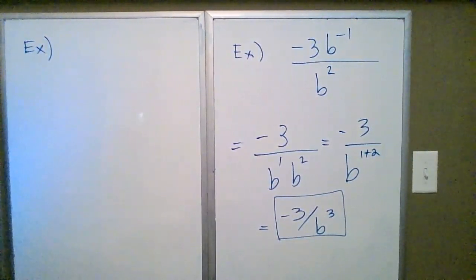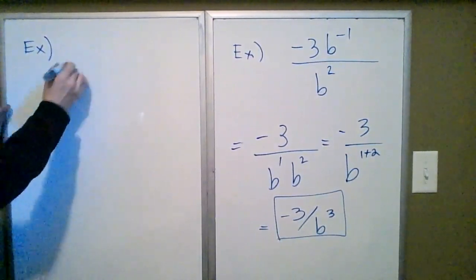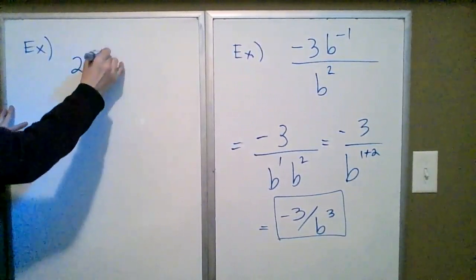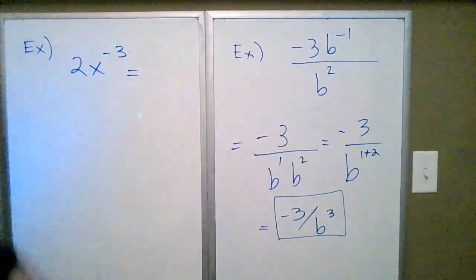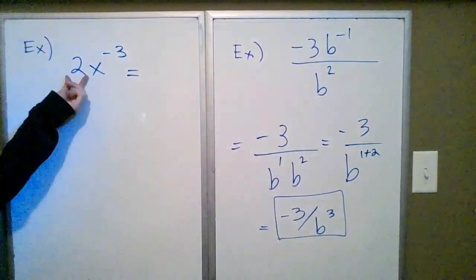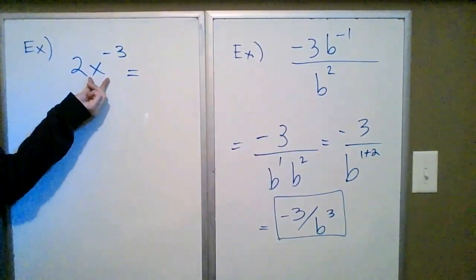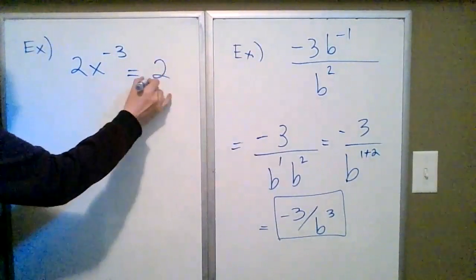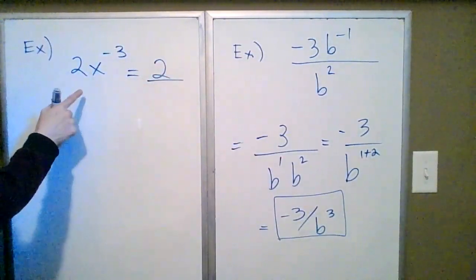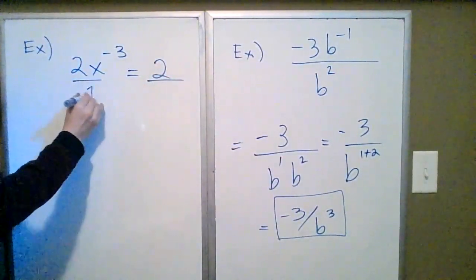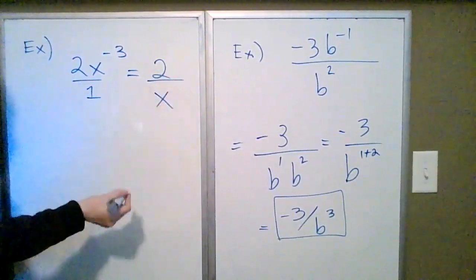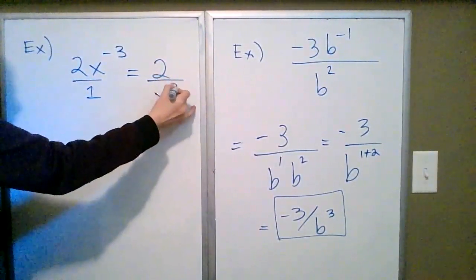We're going to use 2x with a -3rd power. So 2 is just 2. It doesn't have any power on it. It's the x that has a negative power. So 2 stays where it is, and x will come down into the denominator with a positive power of 3.